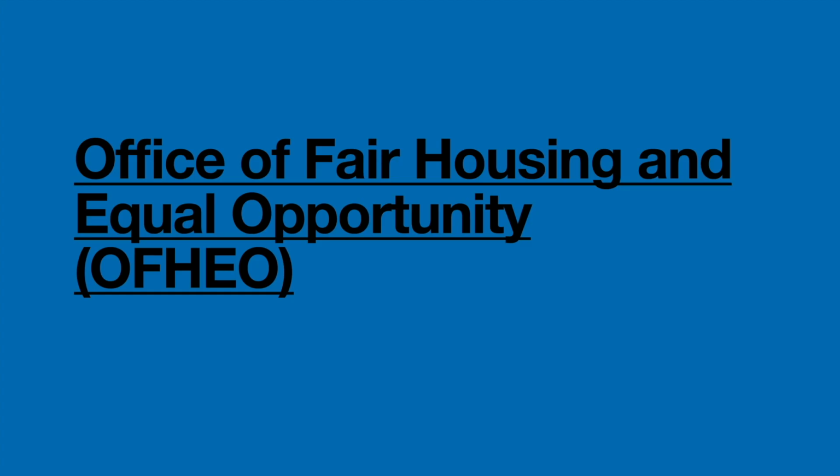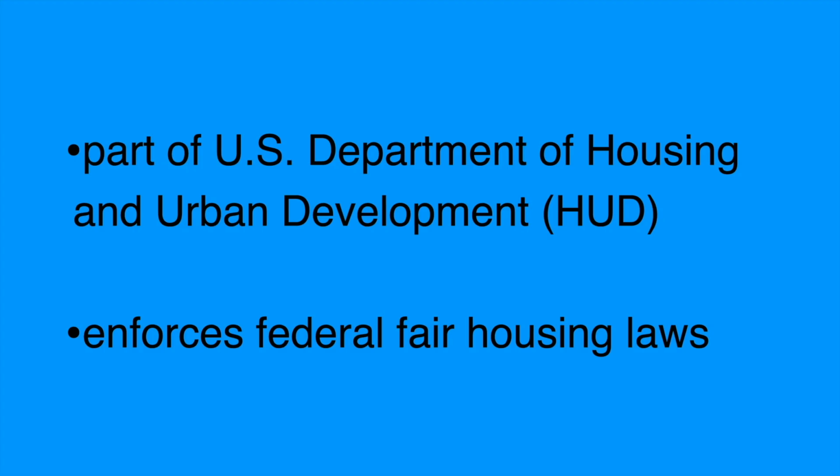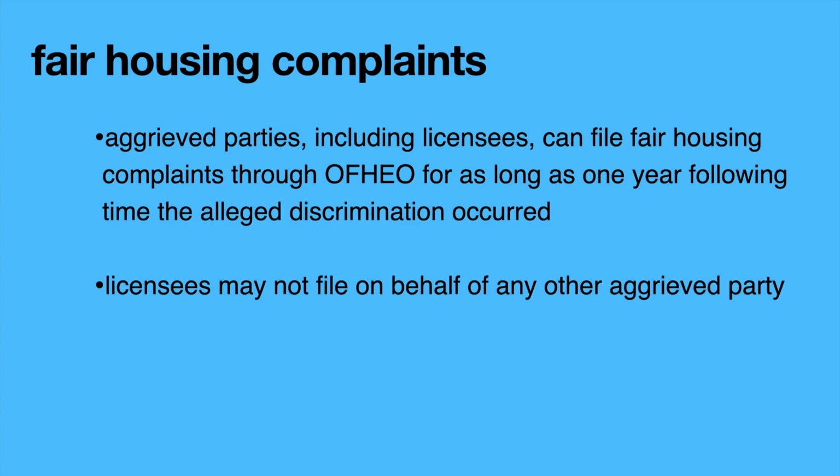The Office of Fair Housing and Equal Opportunity, OFHEO, which is part of the U.S. Department of Housing and Urban Development, HUD, enforces federal fair housing laws. Aggrieved parties, including licensees, can file fair housing complaints through the OFHEO for as long as 1 year following the time the alleged discrimination occurred. Licensees may not file on behalf of any other aggrieved party.